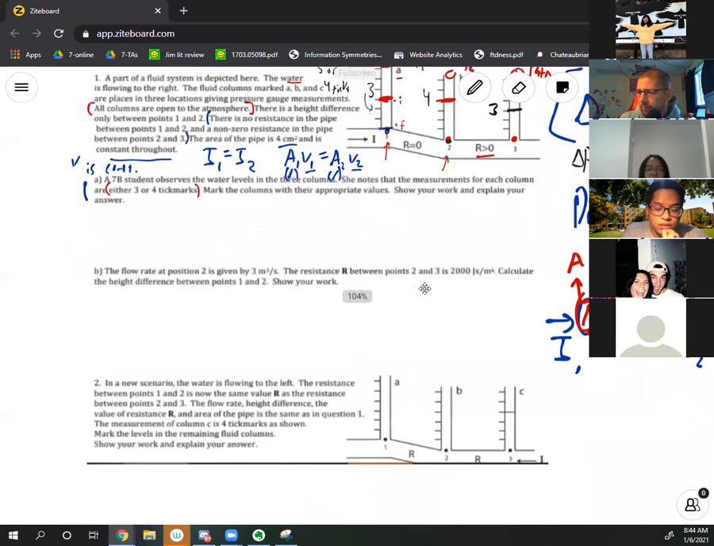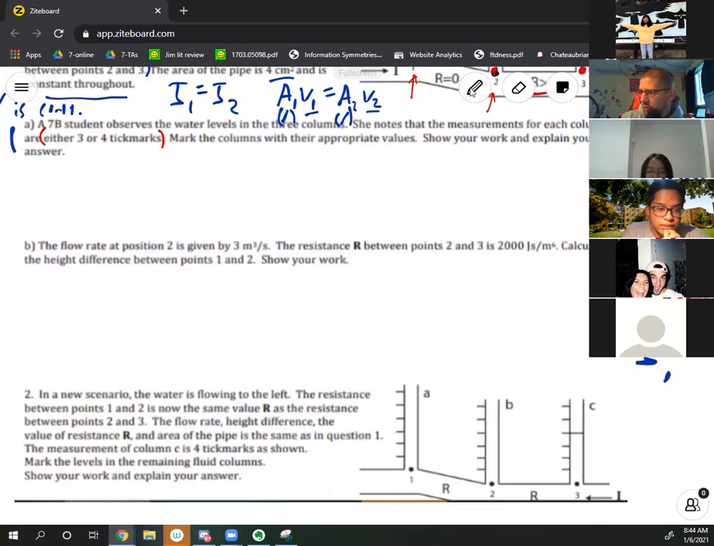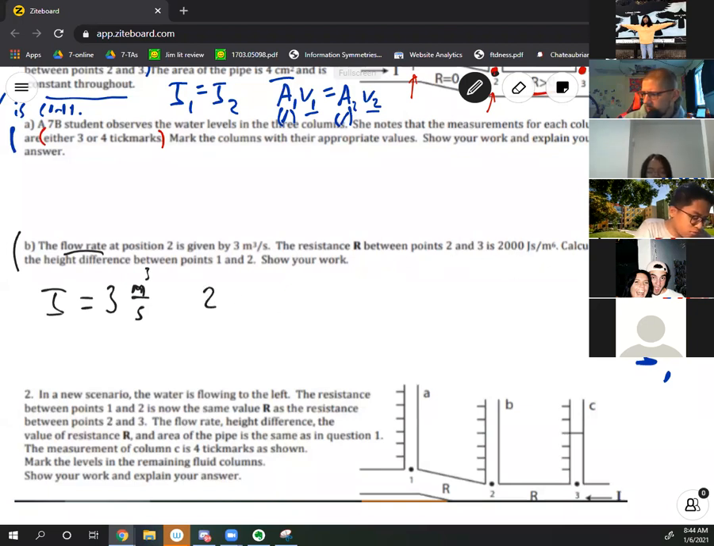Cool. 3, 4, 3. Let's hop on down to B. The flow rate at position 2 is given by 3 meters cubed per second. So what's that telling me? Flow rate is the same as current. I is 3 cubic meters per second. The resistance R between points 2 and 3 is 2,000 joule seconds per meters to the 6th. What a weird unit, right? So here's R. Calculate the height difference between points 1 and 2, show your work.